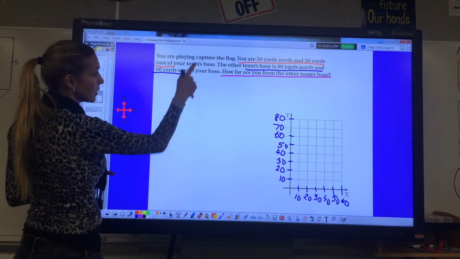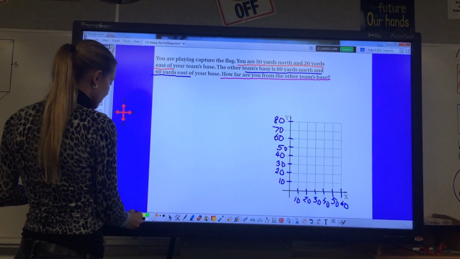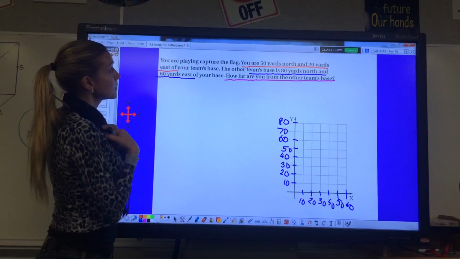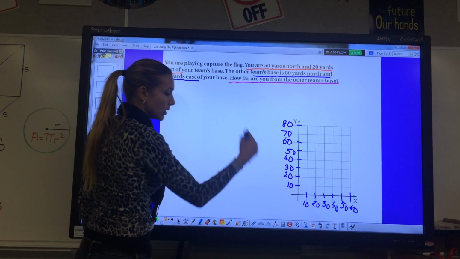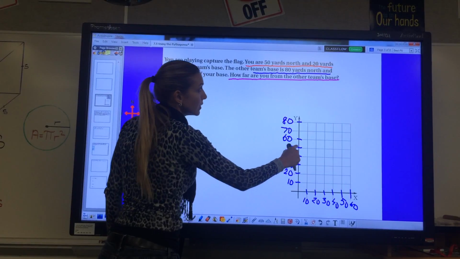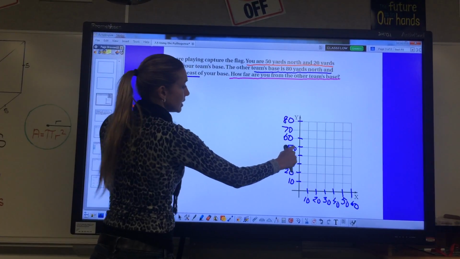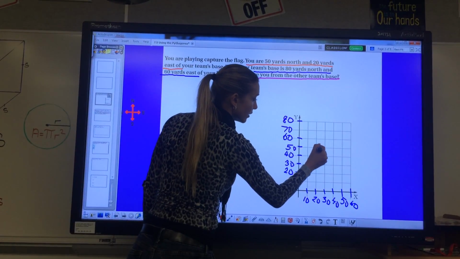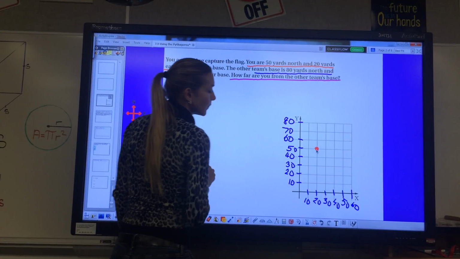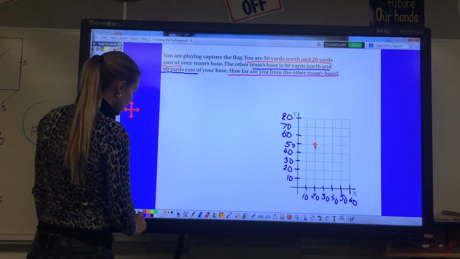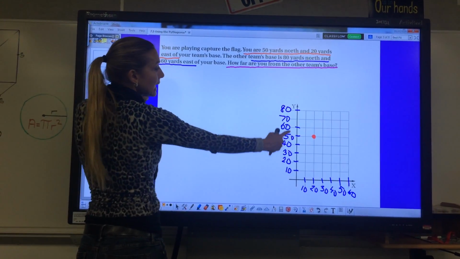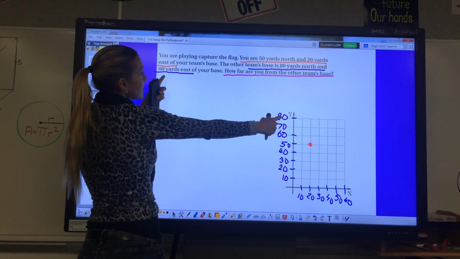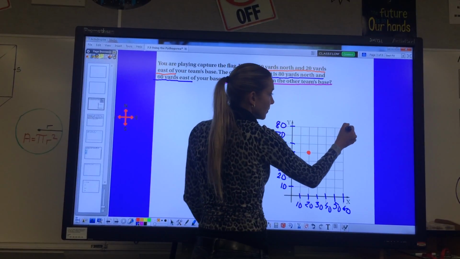I'm going to first plot my team's base. My team's base is 50 yards north. North means go up. From 0 to 50 up, and 20 yards east. I am right here. This is my team's base. The other team's base is 80 yards north, so I go 80 up and 60 east, 60 over.